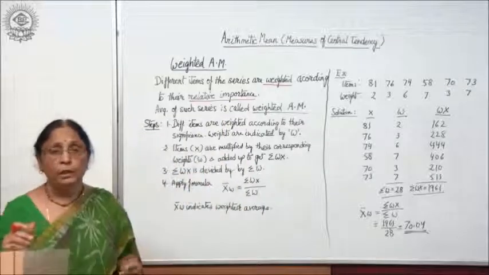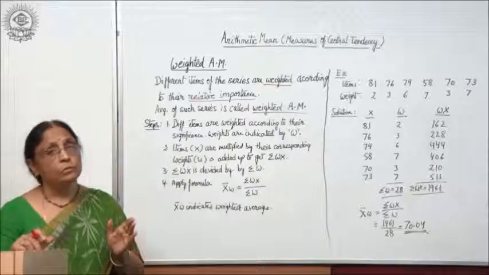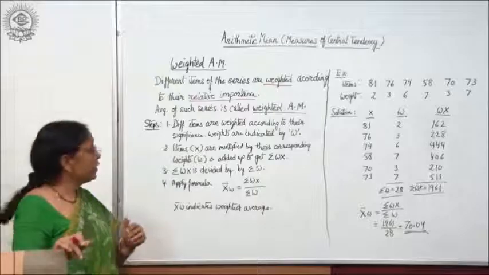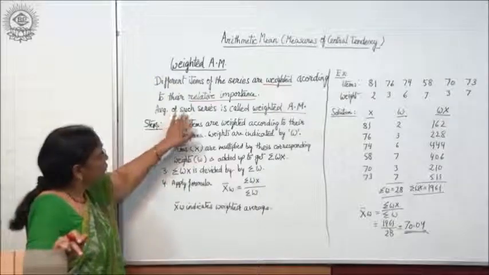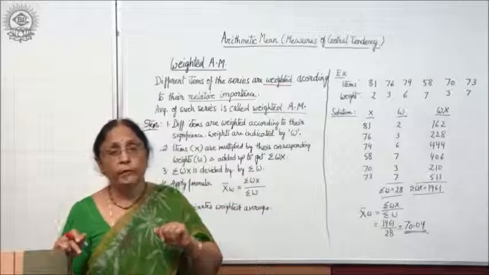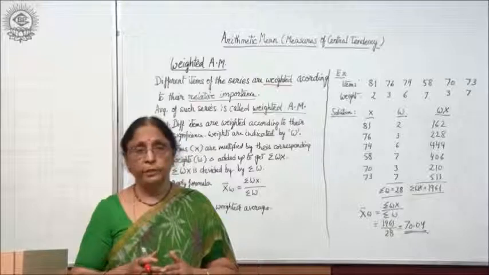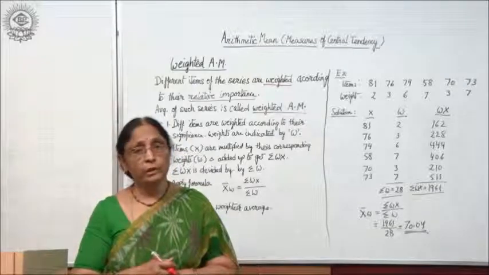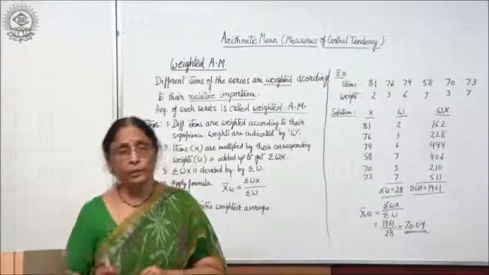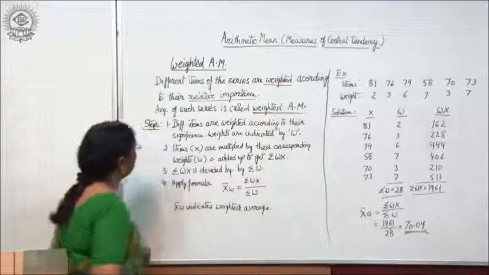According to their importance in comparison to each other, you classify them in the form of different weights allotted to each item. Now the average of such a series is called weighted arithmetic mean. When you calculate the arithmetic mean after assigning weights to each item, this type of average is called weighted arithmetic mean, right?